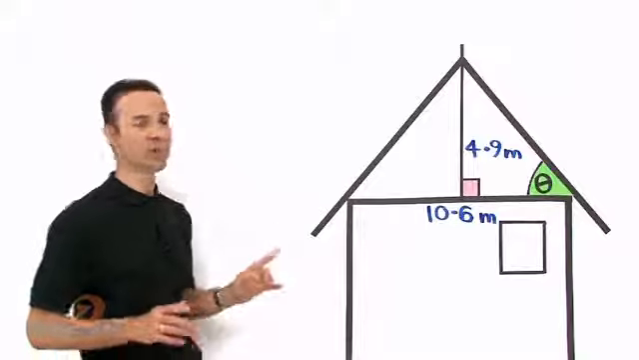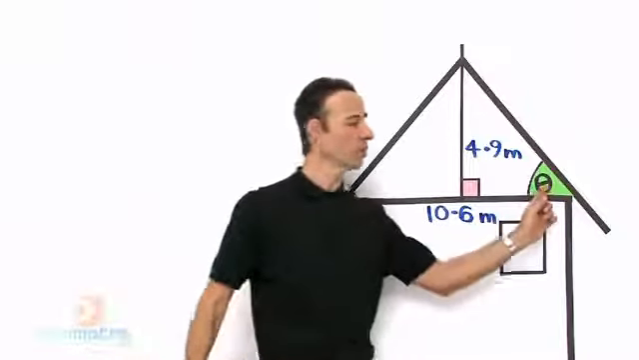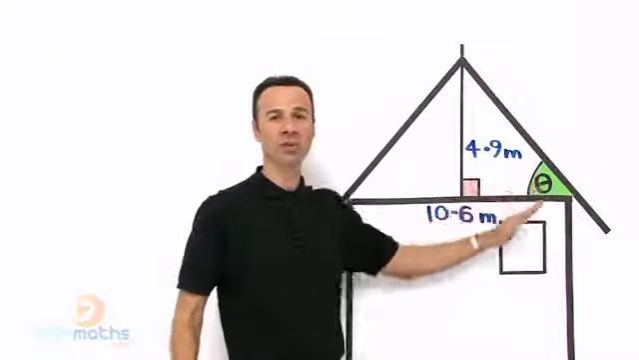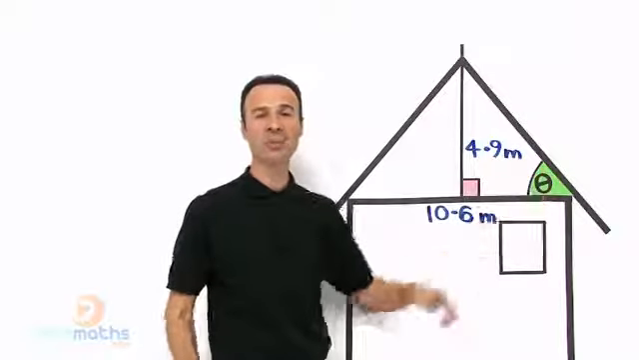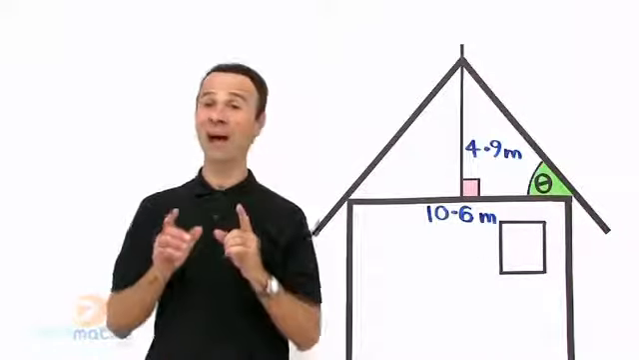It says, find the pitch of a roof. What's the pitch of a roof? The pitch is this angle here. It's from the horizontal up, right? From the horizontal up is the pitch of the roof. That's what we are asked to find.